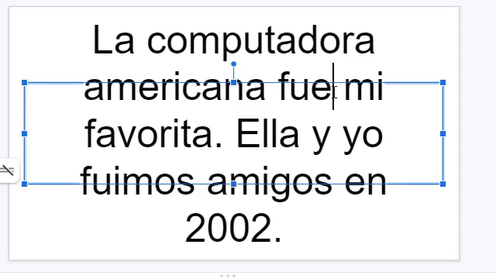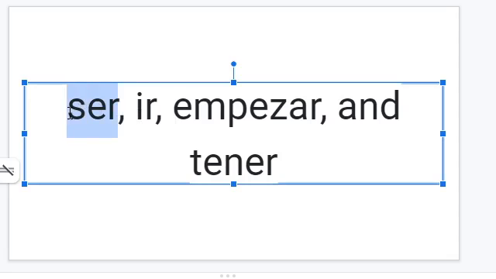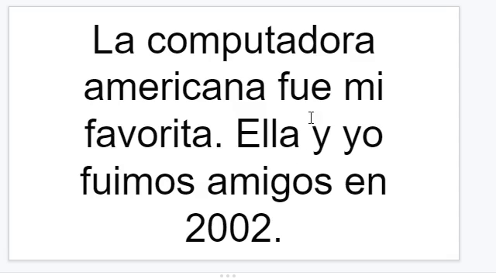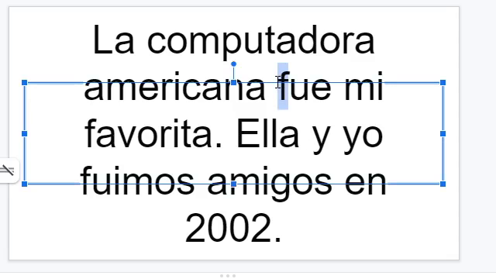If I'm using the word was, the American computer was my favorite. The word was doesn't look at all like the verb to be in Spanish, S-E-R. Was has a letter F. Where is the F coming from? That's what makes this verb an irregular verb. She and I were friends in 2002. Again, the word for were doesn't look at all like the verb to be, S-E-R.